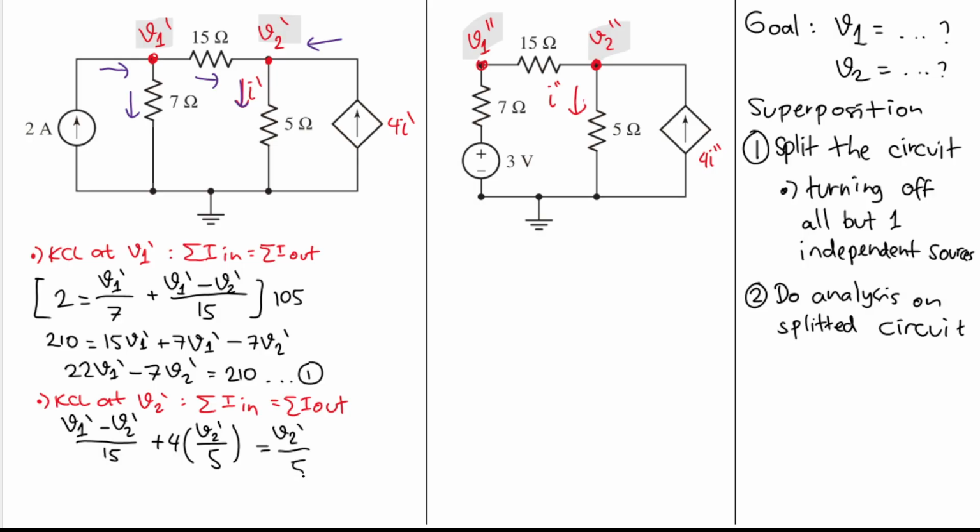divided by 5. Okay, and I think we can multiply this by 15, right? So we will have 3 V1 prime, and then minus 3 V2 prime, and then 5 and 15 will cancel into 3, so I will have 12 plus 12 V2 prime, and then that will equal to 5 and 15 will cancel into 3, so we will have 3 V2 prime.